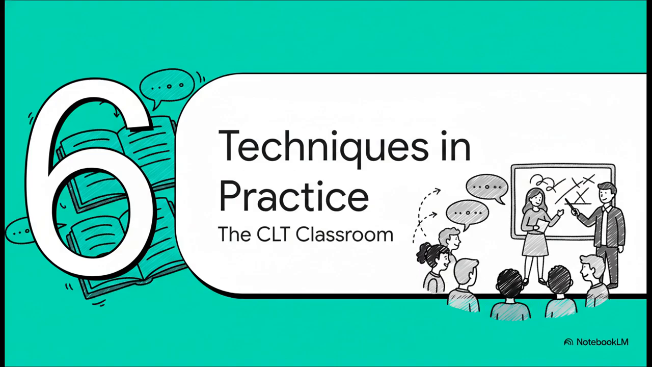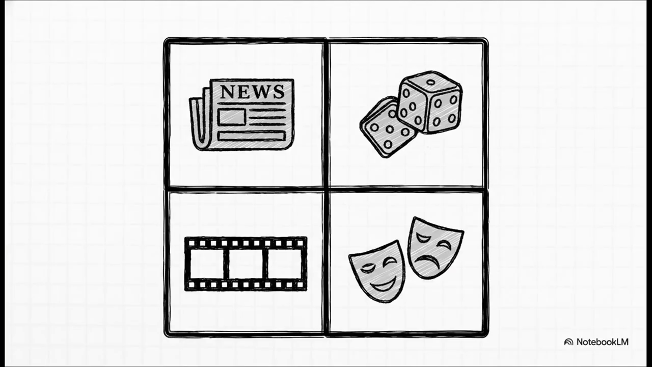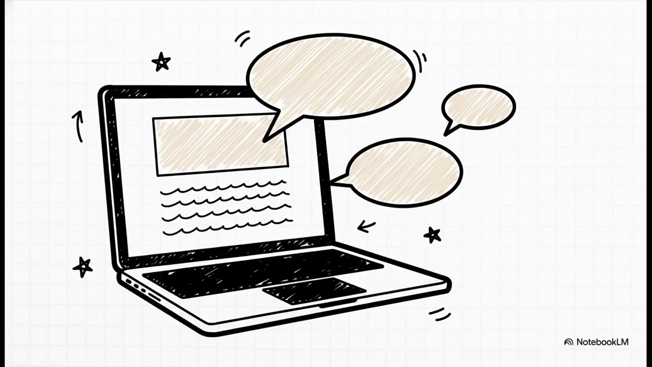Okay, so that's all the theory, the why behind it all. But what does this actually look like in a real classroom? Let's go over some of the most common techniques. Here are 4 absolute classics you're bound to see in a CLT classroom. We'll touch on each one: using authentic materials, playing language games, creating stories with picture strips, and, of course, doing some role play.